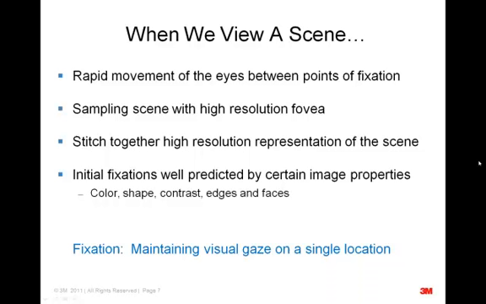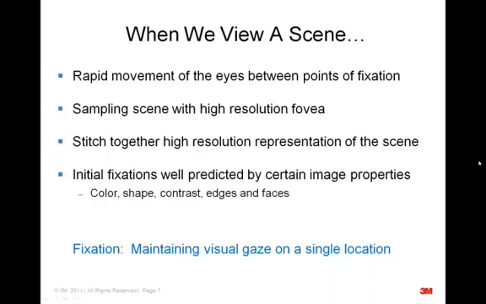So what happens when we view a scene? When we first see an image, there's rapid movement of our eyes as we scan the entire field of view between points of fixation. A fixation is a spot where we maintain our visual gaze on a single location.